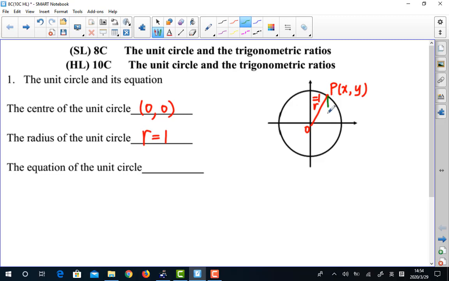If we draw a perpendicular line from P to the x-axis, this green one represents the y-coordinate, and this one represents the x-coordinate. x, y, and 1 form a right triangle. In this right triangle, we can use the Pythagorean theorem. So it's x squared plus y squared equals 1. And this is the equation of the unit circle.